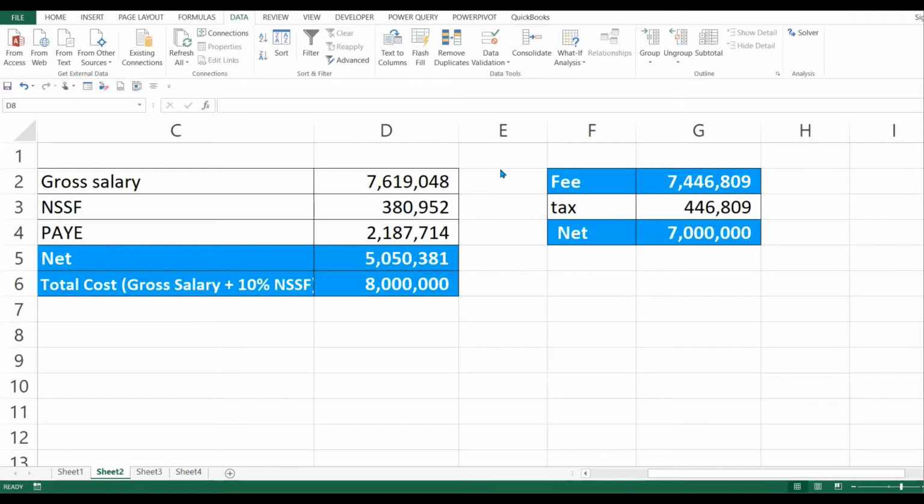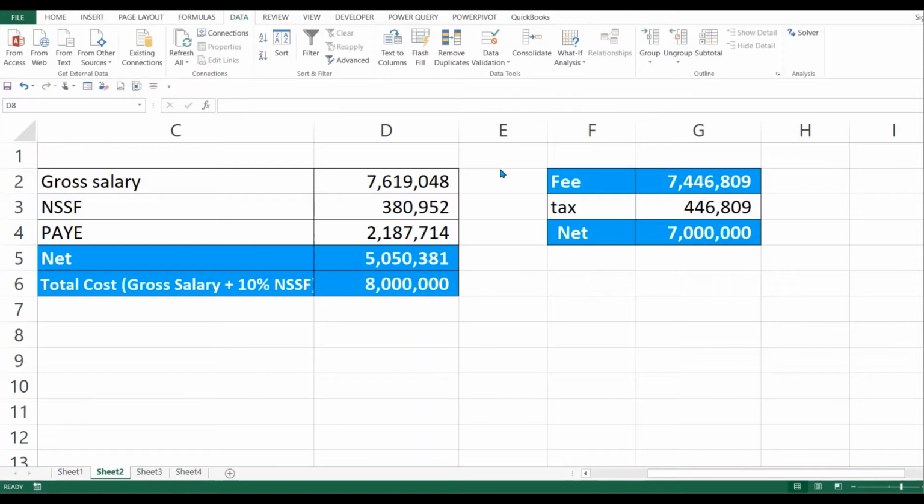Let's get into it. Now, assuming you have a formula that gives you a particular result, and you know the result but you don't know what the inputs are, you can use the goal seek.